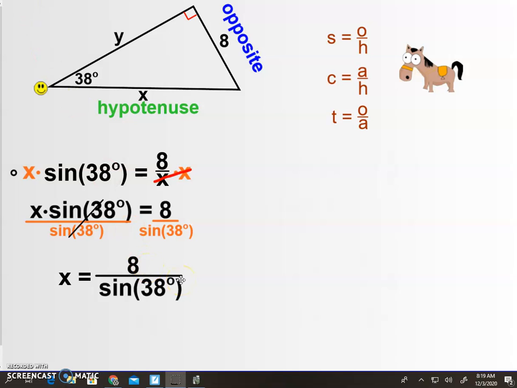And again, remember the three things I need to see for every problem in your homework, in your notes, in your quizzes: the initial trigonometric equation, the sine of 38 equals 8 over x, and then what you're going to put in your calculator. And the third thing is the answer.